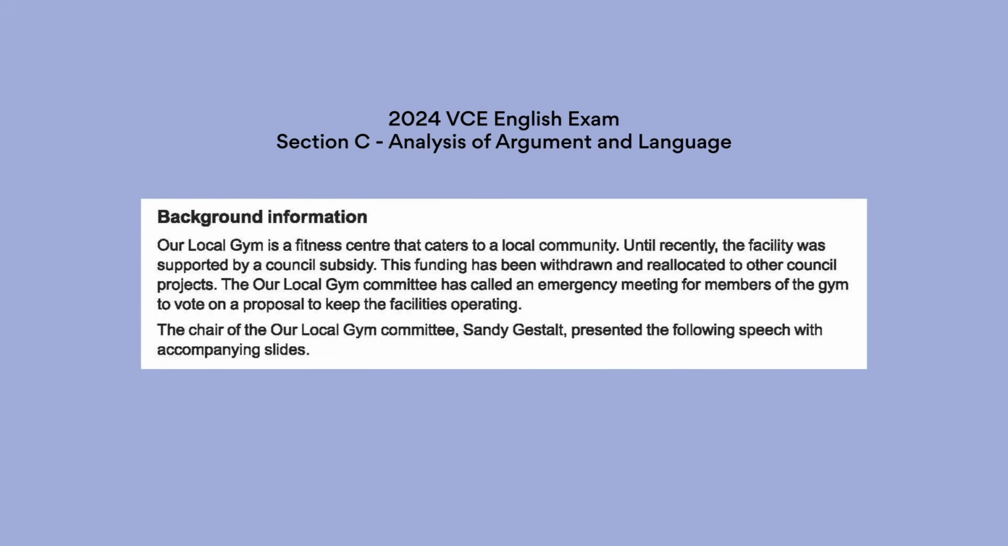To begin with, this is the background information that we're working with. Our local gym is a fitness centre that caters to a local community. Until recently, the facility was supported by a council subsidy. The funding has been withdrawn and reallocated to other council projects. The Our Local Gym Committee has called an emergency meeting for members of the gym to vote on a proposal to keep the facilities operating. The chair of the Our Local Gym Committee, Sandy Gestalt, presented the following speech with accompanying slides.